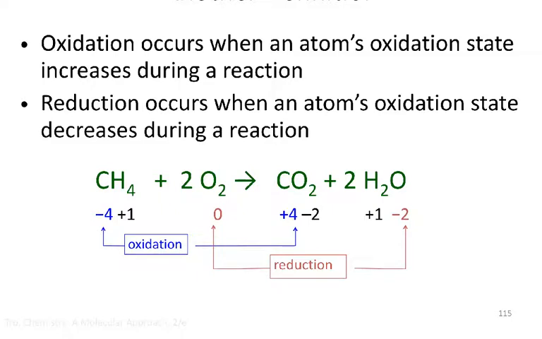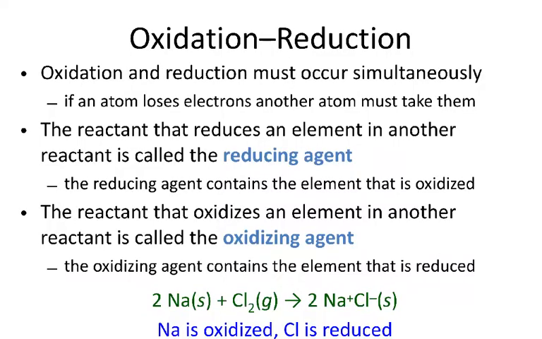So here, if you assign oxidation states, we see that our carbon goes from a -4 to a +4. So it has been oxidized. Our oxygen goes from a 0 to a -2. So it has been reduced. Right, so oxidation and reduction need to occur simultaneously. In other words, you can't have free electrons just floating around. If one atom loses the electrons, another atom needs to take them.